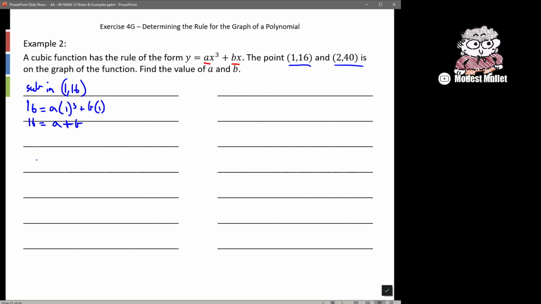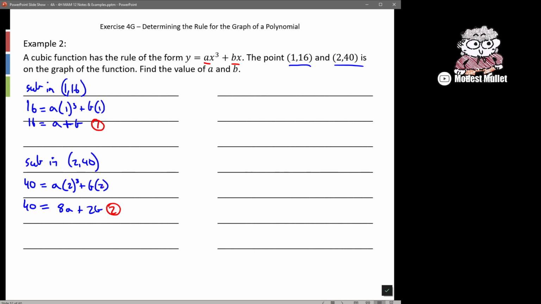That's nice. I'm also going to sub in 2, 40. So I get 40 is equal to a by 2 cubed plus b by 2. So I get 40 is equal to, 2 cubed is 8, 8a plus 2b. Okay, so I have two equations now. I have equation 1 here and I have equation 2.